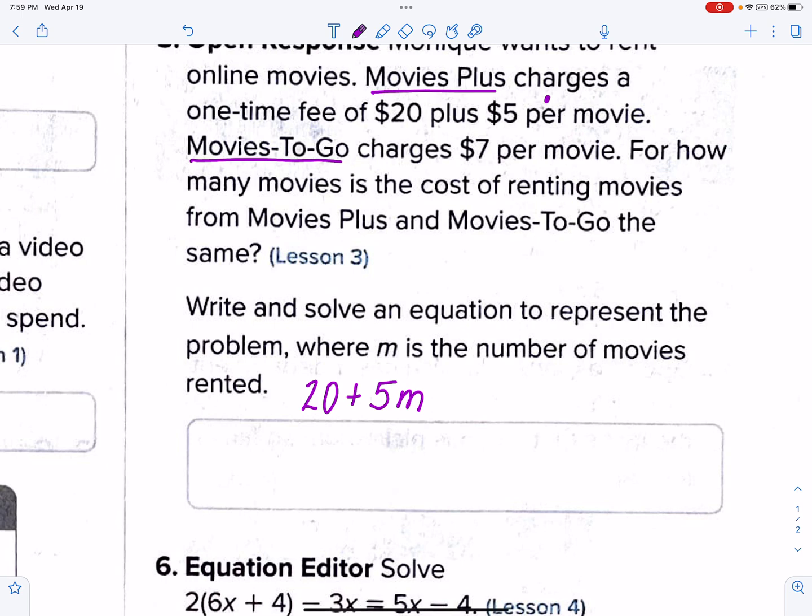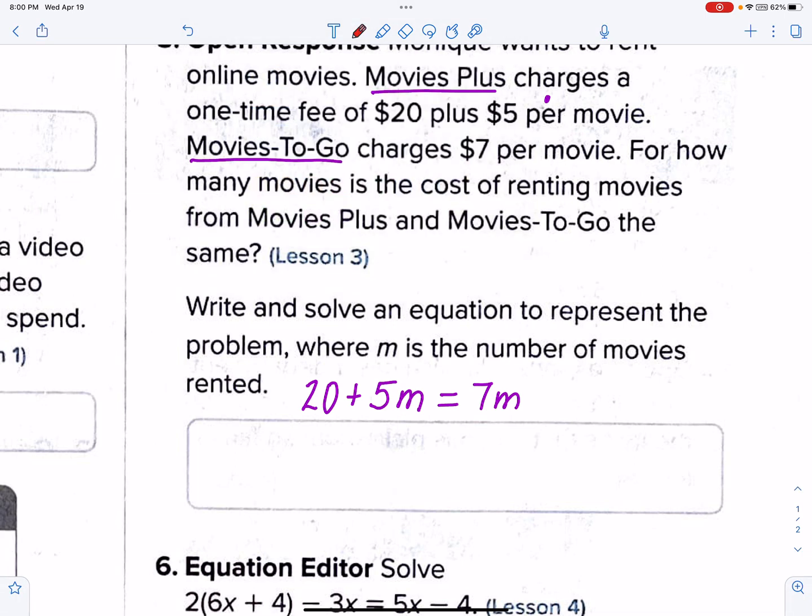Another store, Movies to Go, charges $7 per movie. For how many movies is the cost of renting movies from both places exactly the same? So they're wondering, when are they equal to each other? So let's actually set them equal to each other. The Movies to Go place was $7 per movie. What does the Movies to Go side, this side, need to equal in order to be equal to the other store? And so we'll solve for M so that this statement is true.